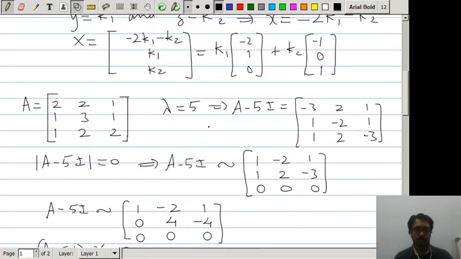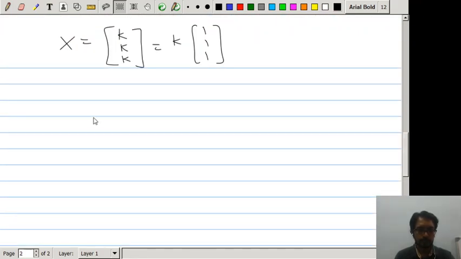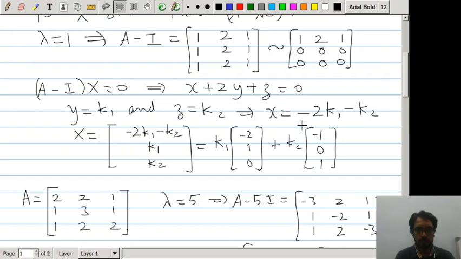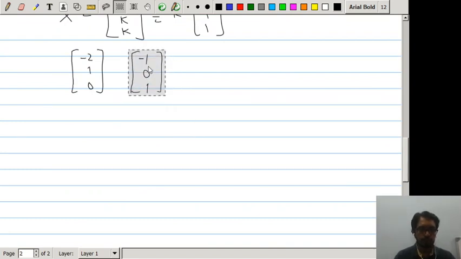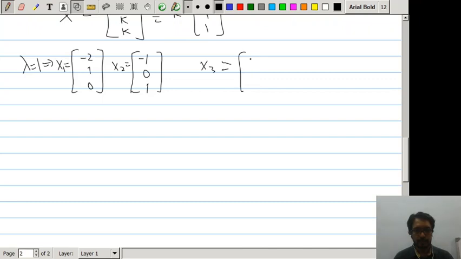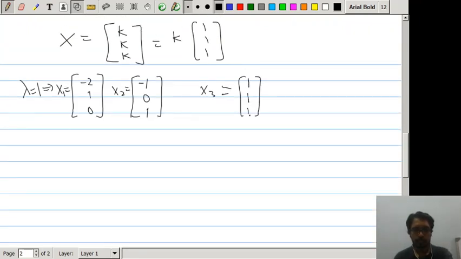Now for lambda equal to 1, we have these two vectors. So for lambda equal to 5, we have x3 as 1, 1, 1. So we can write P as minus 2, 1, 0, minus 1, 0, 1 and 1, 1, 1.